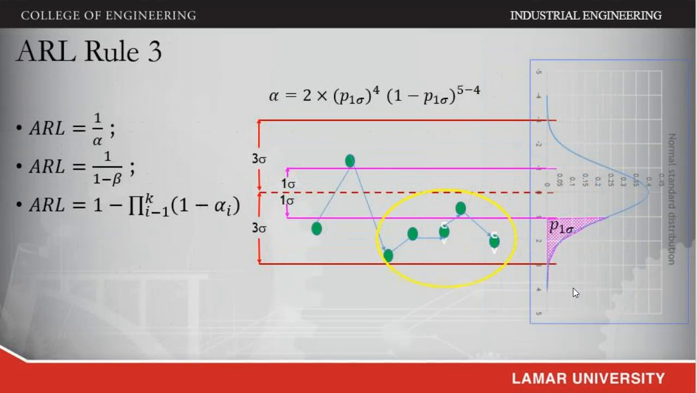It's a similar process for the 4 out of 5 consecutive points beyond the 1 sigma limit. In this case, it would be the space between 1 and 3.